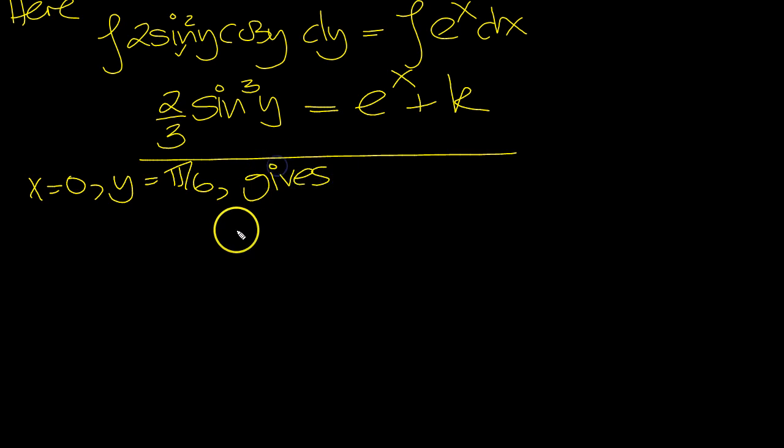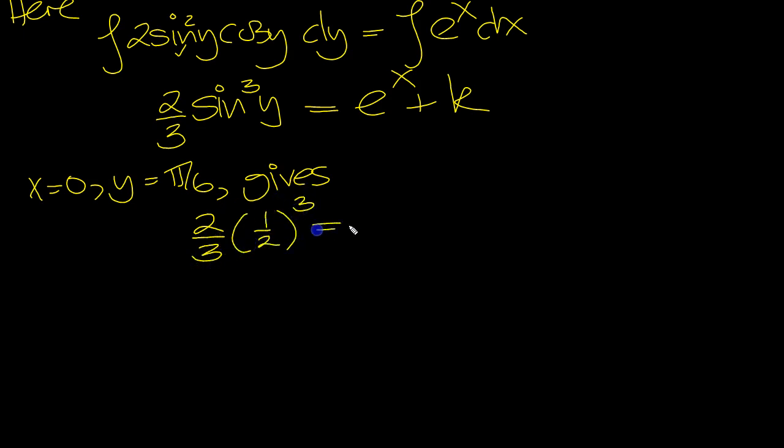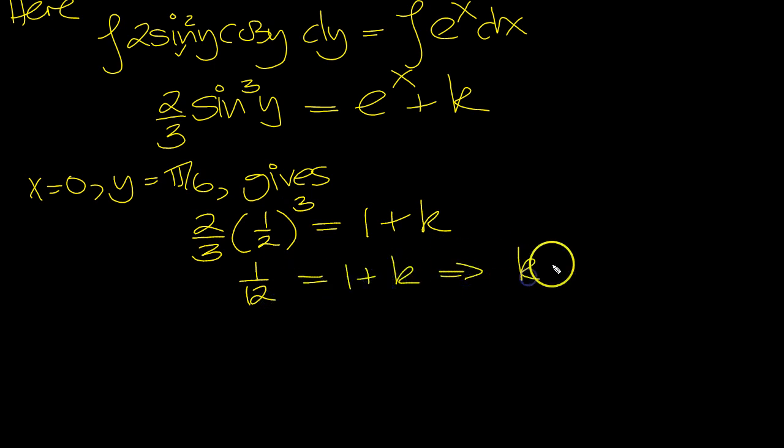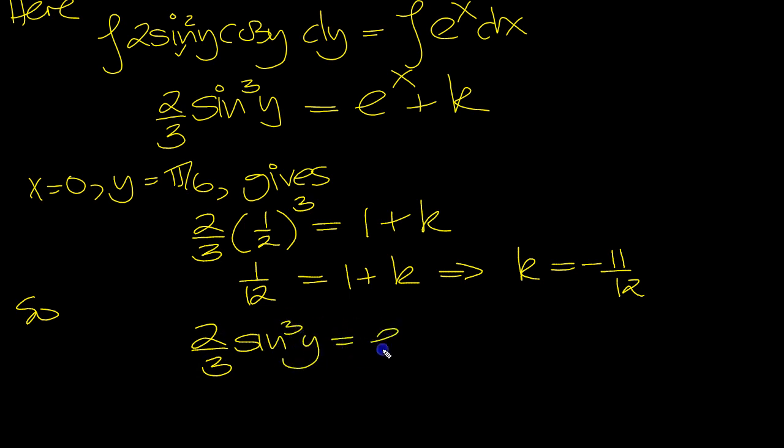Gives. So what do we get? 2/3. Sine pi over 6 is a half. Sine 30 cubed is equal to 1 plus k. So this is 1/12. 1 plus k. k is minus 11/12 then, isn't it? So 2/3 sine cubed y is equal to e to the x minus 11 over 12 is what I think we get. The implicit solution.